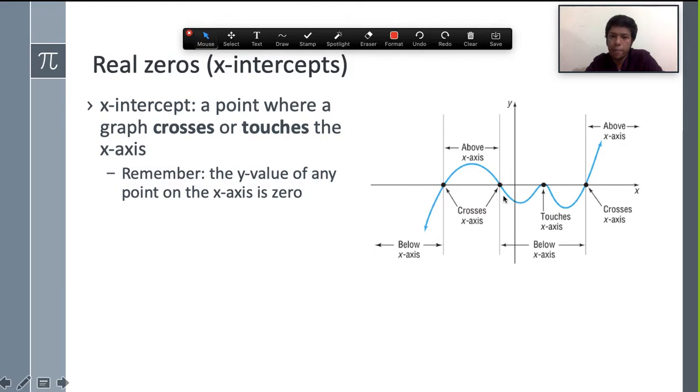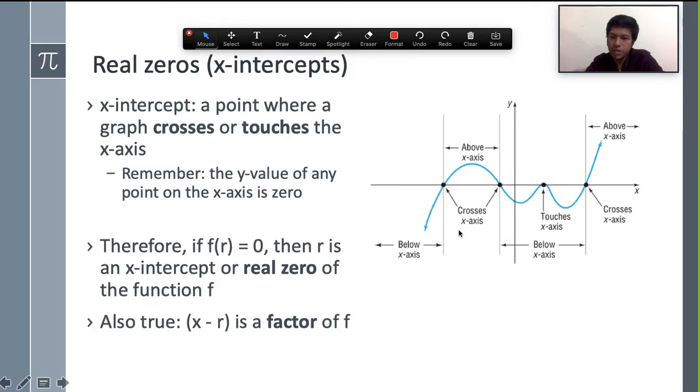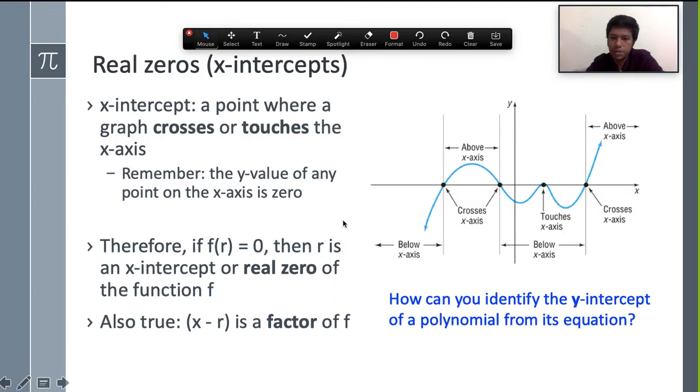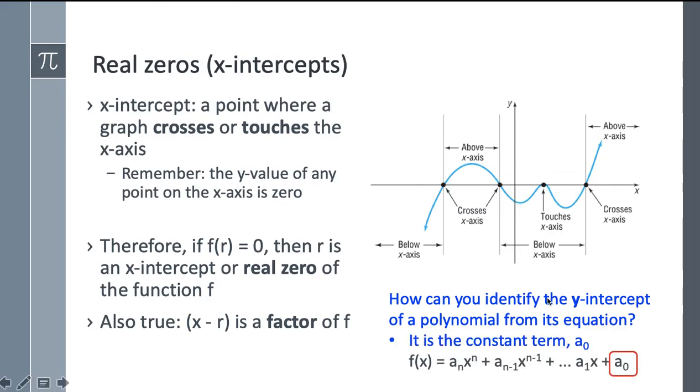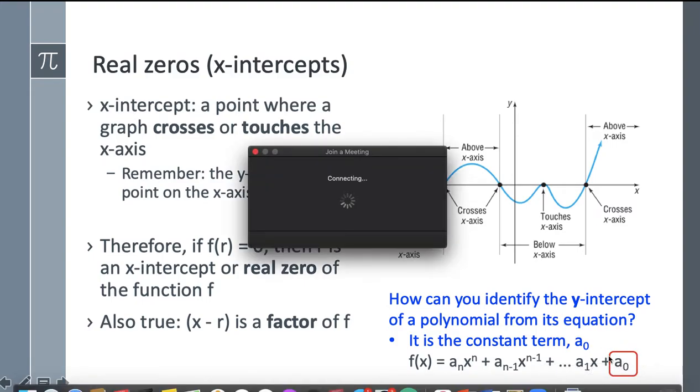Now, it's written here. If it is a real zero, then x minus r is a factor. This is the theory about this. Because if x minus r is a factor, then r is a real zero. That is the logic. And how do we identify the y-intercept? Suppose the y-intercept is here in this graph. How can we identify the y-intercept? We can identify the y-intercept from the constant term.